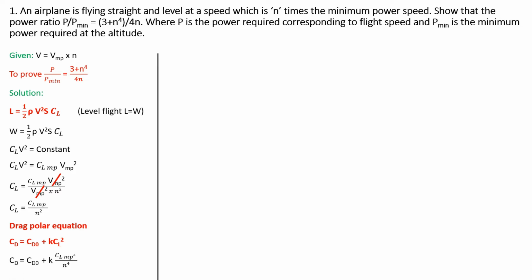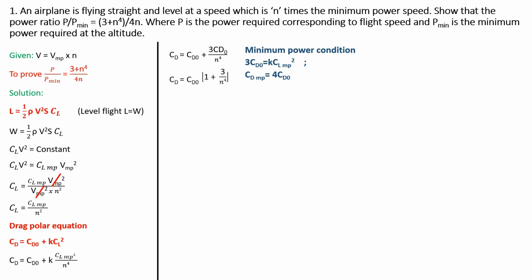For minimum power required, we have two conditions: 3 CD naught equals K CL square, and CD equals 4 CD naught. With this condition, replacing the product of K CL square at minimum power by 3 CD naught, the drag polar equation becomes CD equals CD naught multiplied by (1 + 3 by n^4).